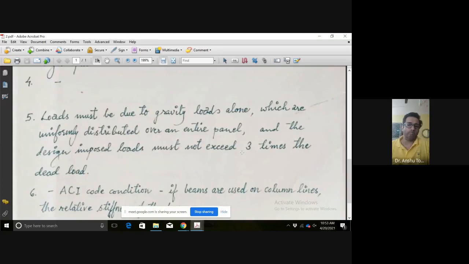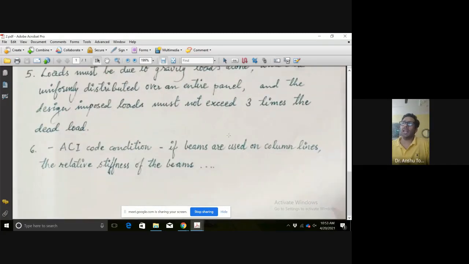So it should not be more than 3 times the dead load. Then the sixth one, ACI code condition: if beams are used on column lines, the relative stiffness of the beams should be taken care of. But there are two things.